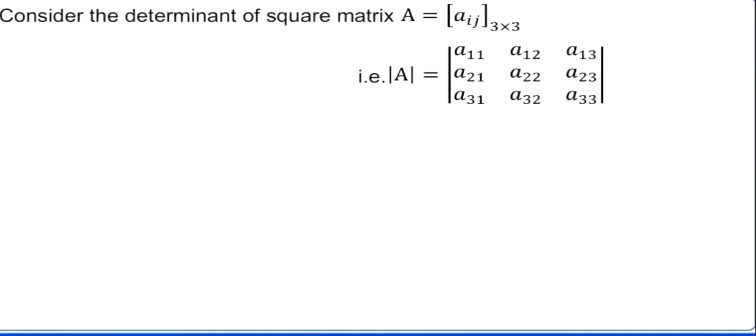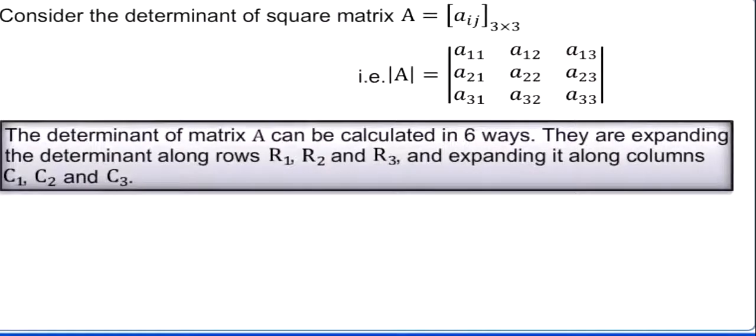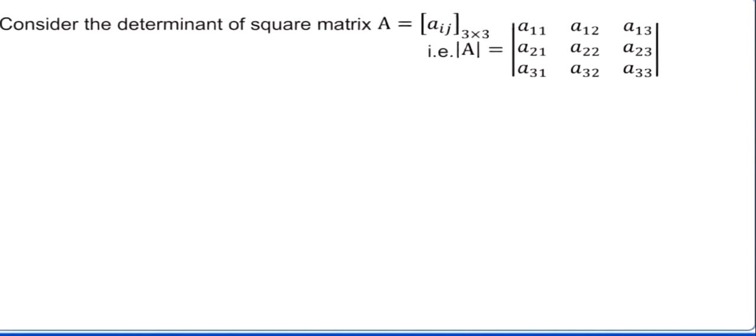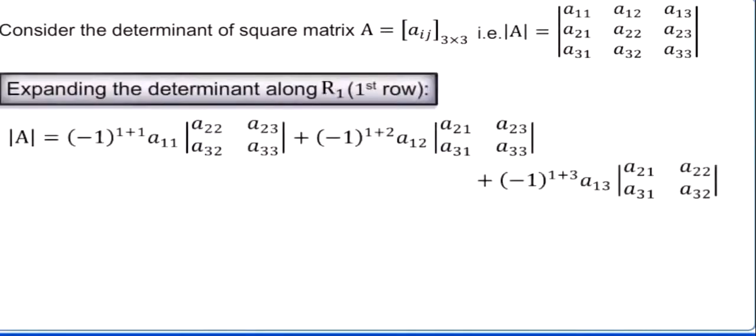A. It can be determined by expressing it in terms of a second-order determinant. So far, you have learned that the expansion of a determinant of order 3 can be done in 6 ways, each corresponding to the 3 rows and the 3 columns. Here, the expansion of the determinant is along the first row.